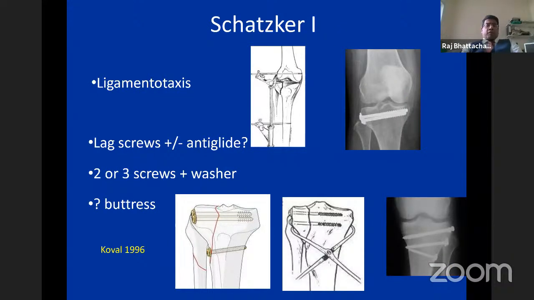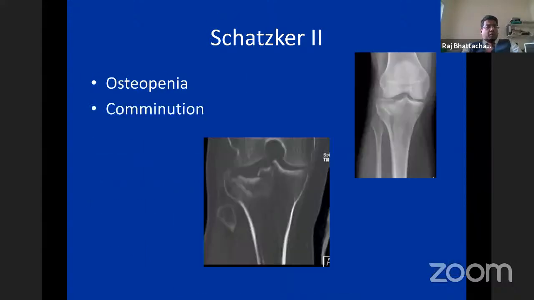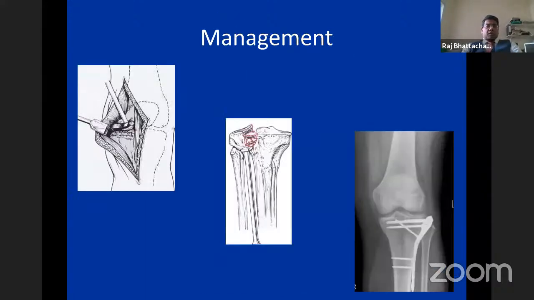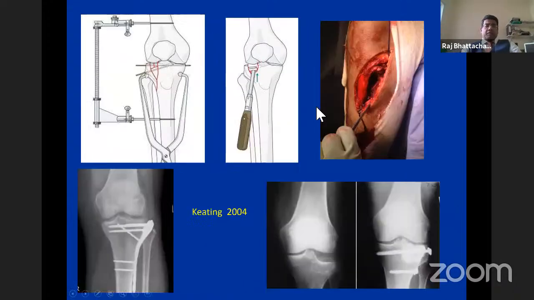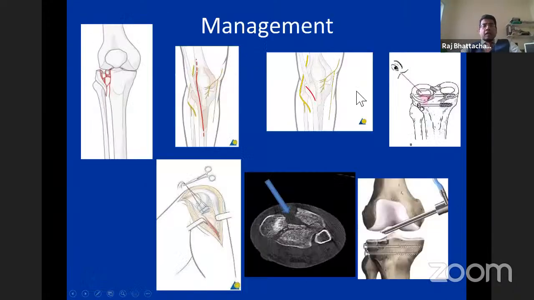The principles of treating this, we all know. Schatzker 1 is usually using ligamentotaxis. You can use a lag screw or anti-glide plates, and you can have 1 or 2 screws. Schatzker 2 is the usual typical one where you tap from the bottom and you put a plate to fix it. You can use a lateral parapatellar approach. You can use a hockey stick incision. You can go above the meniscus. You can lift the meniscus. It doesn't really matter. But again, for me, this is the key.